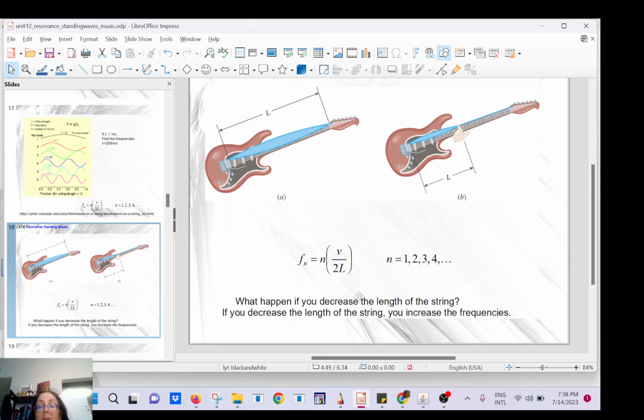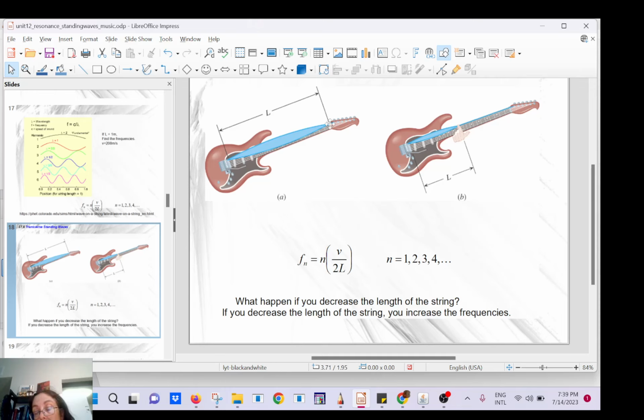So what do you think is going to happen if you are playing an electric guitar? I think it's an electric guitar. And you see, you put your finger here. So you decrease the length by 2. So what's going to happen to the frequency if you decrease the length? So if the length goes down, the pitch goes up. So it will be higher pitch.